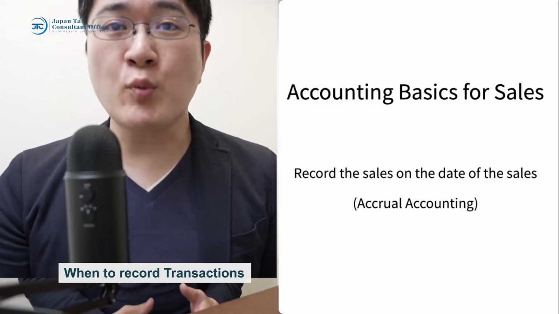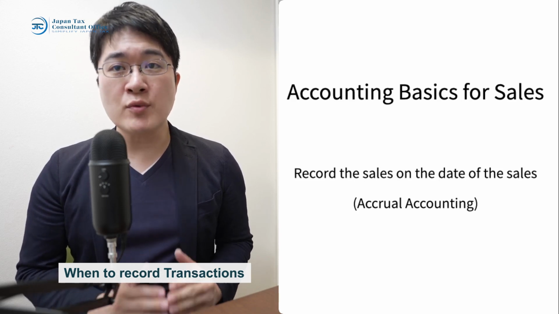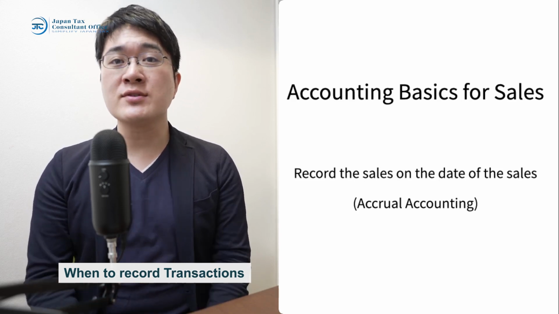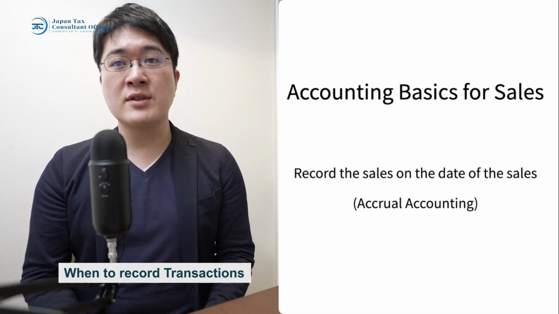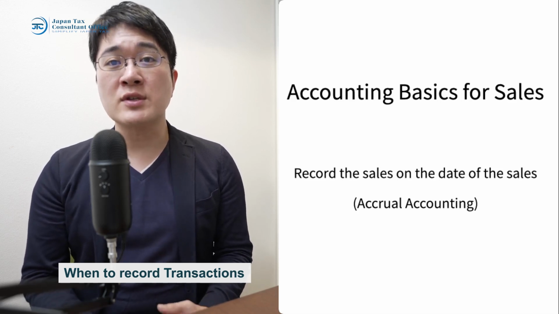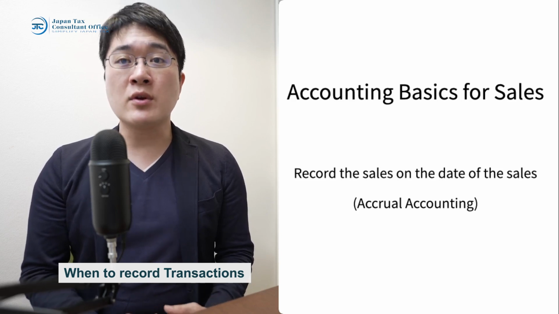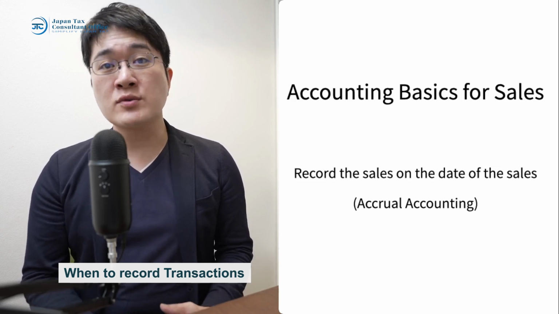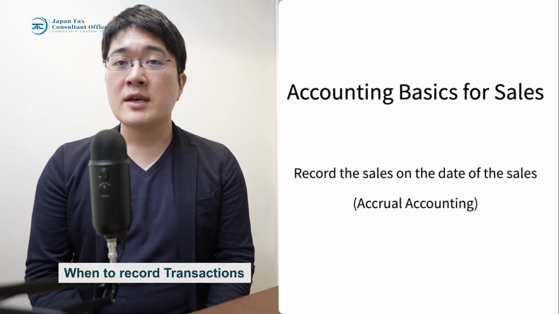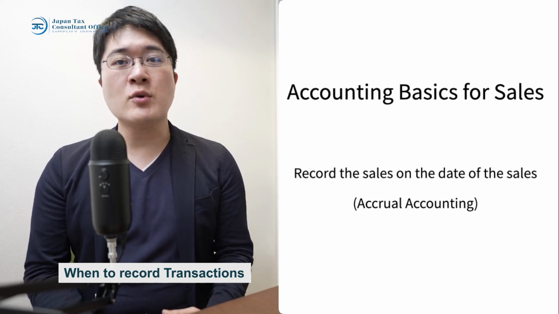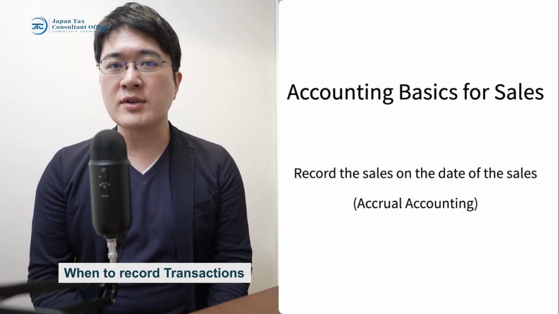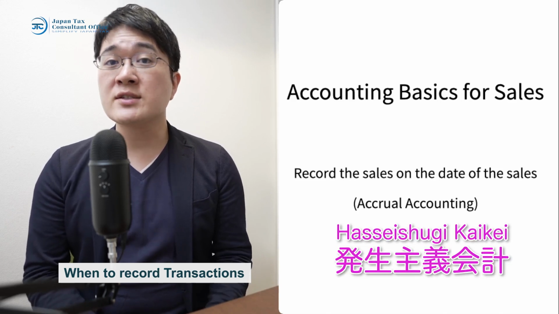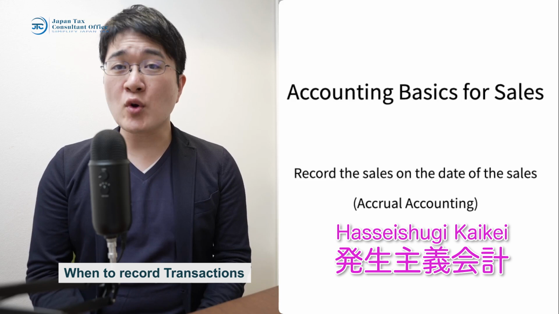Firstly, it's important to note that you should record the sales on the sales date when you provide goods or services. For products, the general rule is to use the delivery date. However, there are instances where you use the inspection date instead. In B2B transactions, it's common to specify when the recognition date should be in the primary contract. It's called hassei shugi kaikei, accrual accounting.